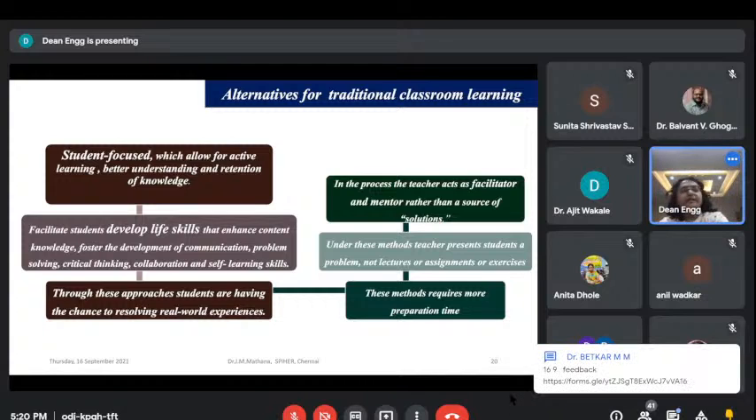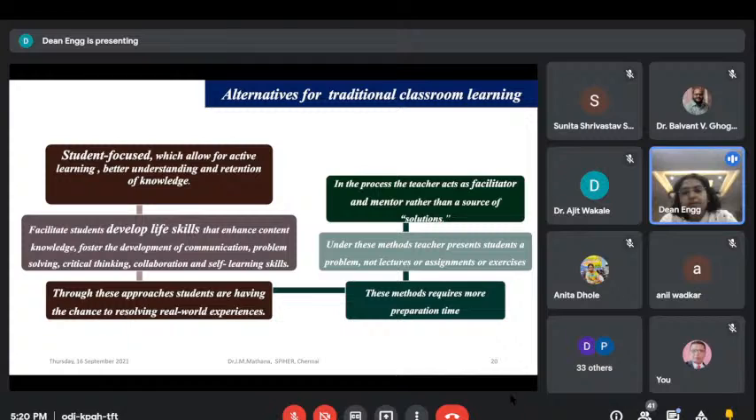And in this kind of learning, students have a chance to resolve real world experiences. Teachers do not act as a source of solutions, but act as a facilitator, or we can say a mentor, right? So now from traditional classroom teaching, we have come to the alternatives, right? Among the alternatives, which one should I choose to improve research competency?